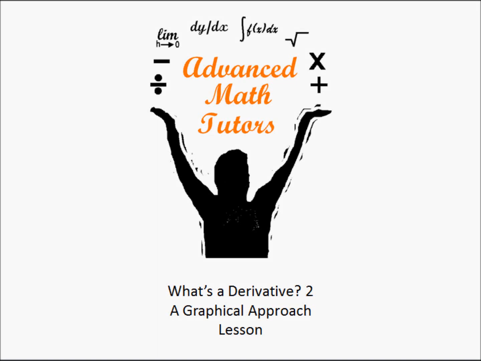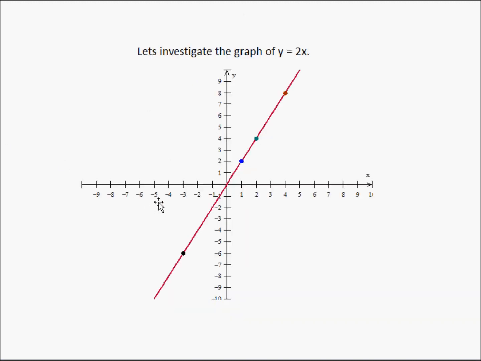We want to talk about derivatives now graphically, so we're going to look at some graphs. Last time we looked at some tables and saw what happened when we zoomed in and looked at the rate of change and all that. So now we're going to start out very similar. We're going to start talking about a line and just notice some properties about it here.